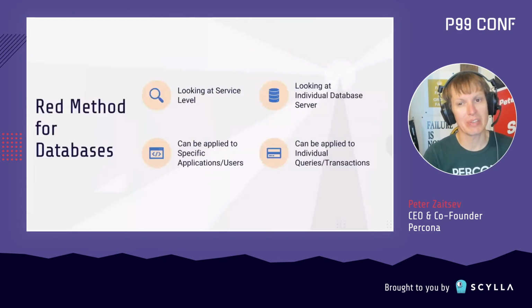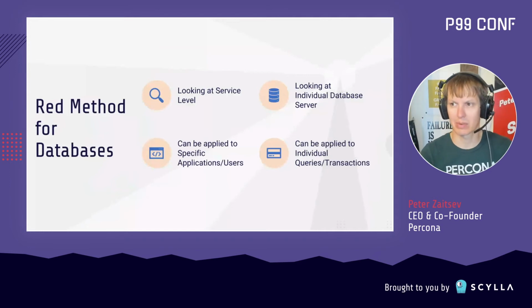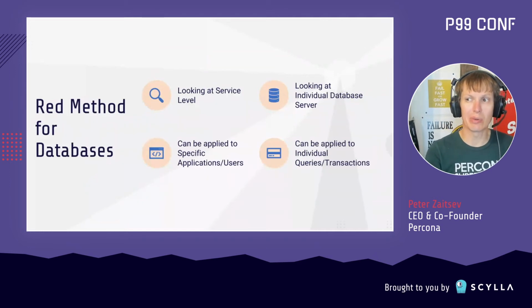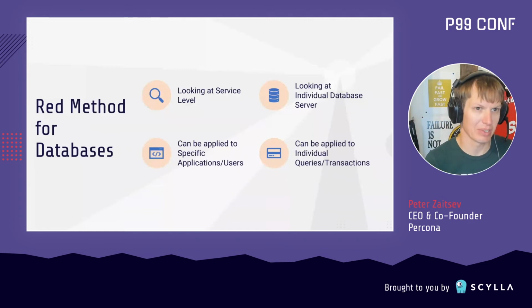If you're looking at the RED method as we apply it to databases, it often makes sense to look at it at the service level, right? Like whether the given database responds appropriately on the given connection. You can also look at the individual database servers. You can apply it to specific applications, users, or even to given query types or transactions. For example, you can say, hey, my new order transaction is kind of slow and fails very quickly. That means there is a problem in that particular area of functionality.